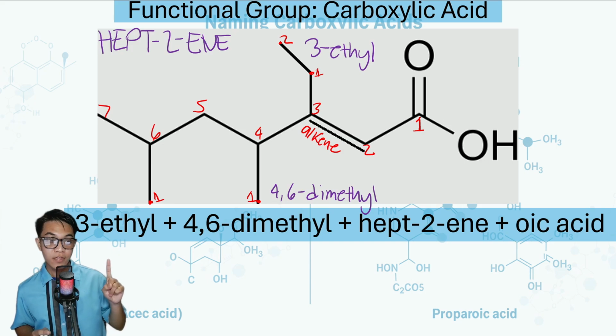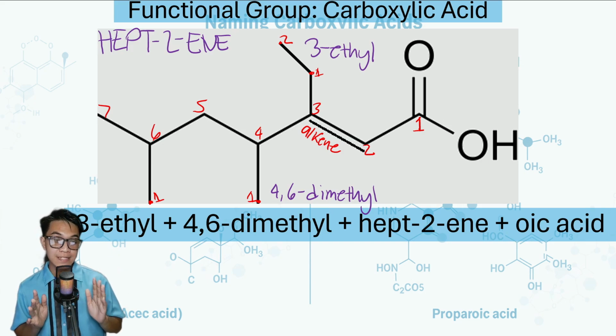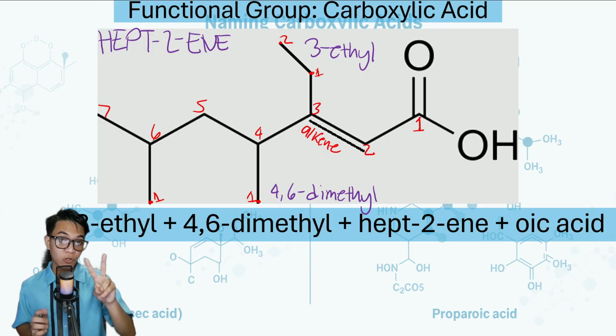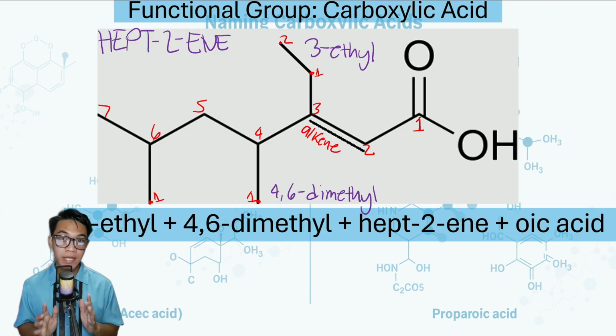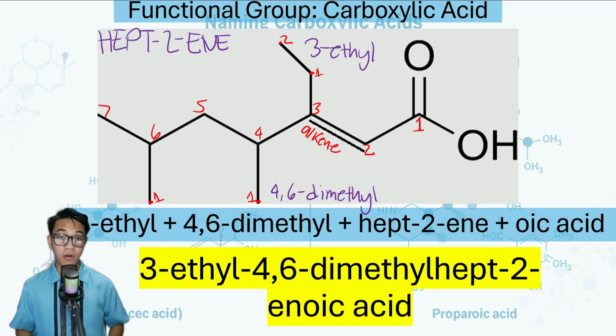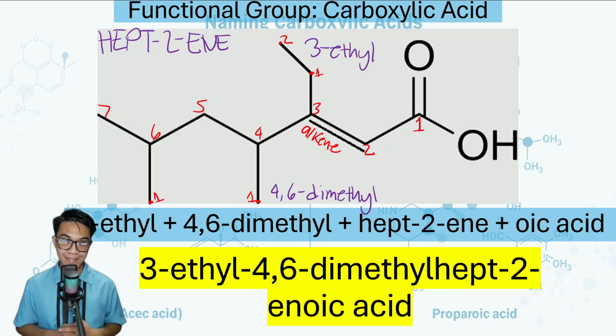So we have 3-ethyl plus the 4 and 6 dimethyl, since there are 2 methyl groups on separate 4th and 6th carbons, plus the parent chain of hept-2-ene, plus the suffix of oic acid, and there we have it. The name of our carboxylic acid is 3-ethyl 4,6-dimethyl hept-2-enoic acid. Since it's an alkene, that's why it's an enoic acid. And the number 2 represents the location of the double bond. Alright? So it's just easy, right?